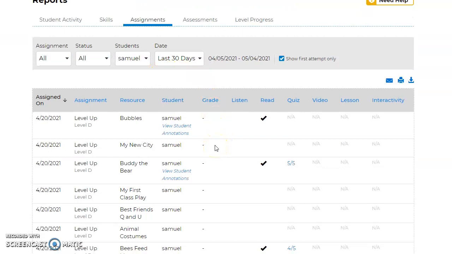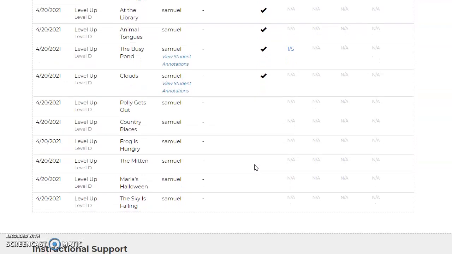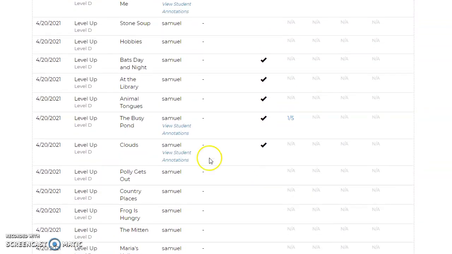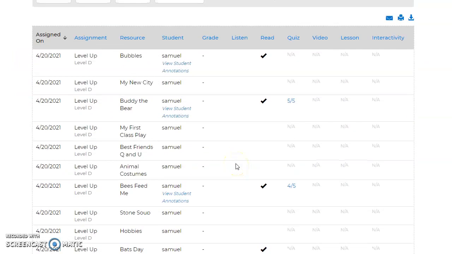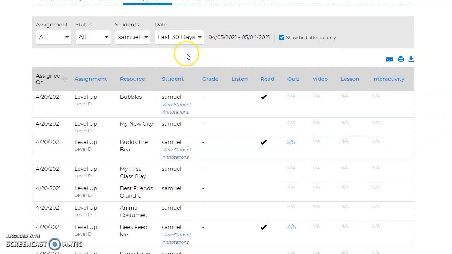We can go to assignments and we can see the video, the lesson, the interaction that particular student had, and what days they logged in, what book they read, and we can just reinforce during tutoring what they are learning all by themselves.